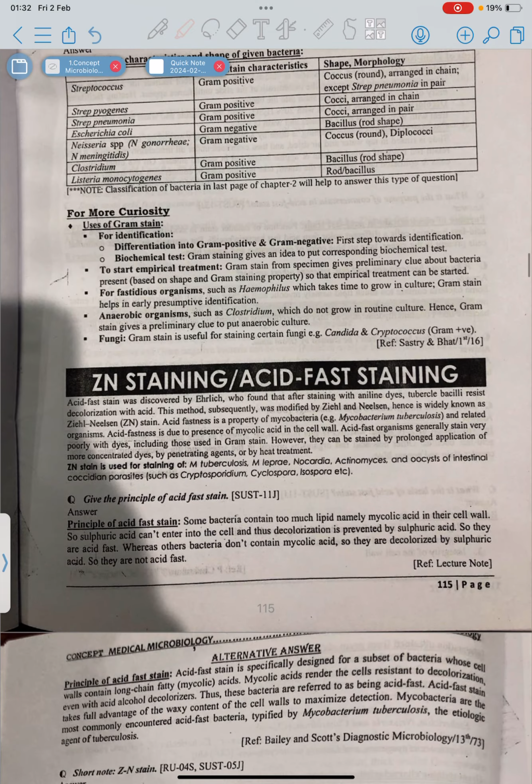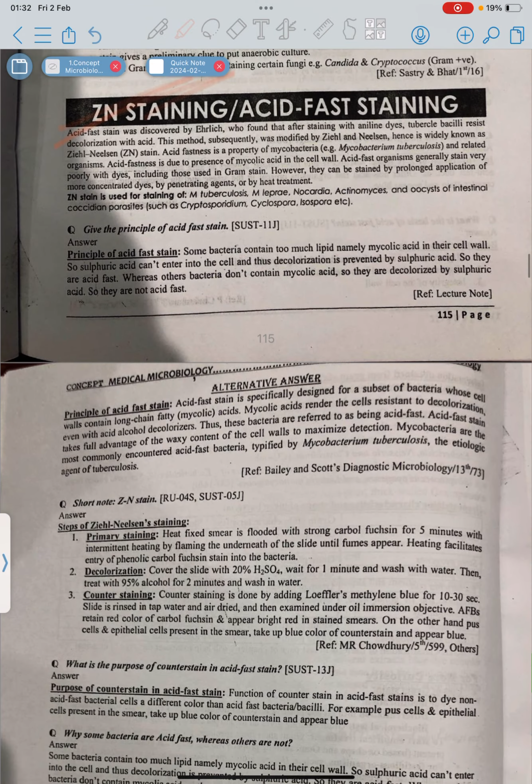Then what is Ziehl-Neelsen staining? What are acid fast bacilli? These are for your own recapitulation. Just try to answer it in your own mind. What acid fast stains? Because of the lipid mycolic acid in the cell wall, sulfuric acid cannot penetrate into the cell. That is why decolorization is prevented, so they are called acid fast. And bacteria that don't contain mycolic acid are easily decolorized by sulfuric acid, so they are not acid fast.